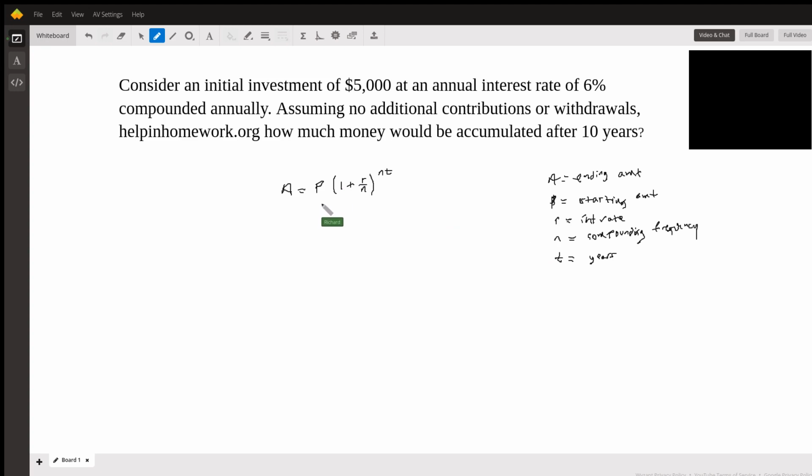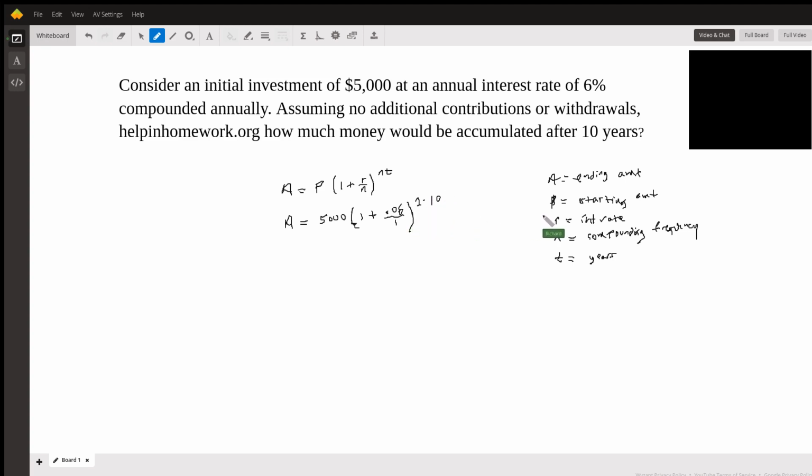formula here. So we want to know the ending amount when we start with $5,000. So P is 5,000. 1 plus the interest rate is 0.06. And it's compounding annually, so N is 1 here. It just compounds once a year. And so this is just a T up here. Well, we'll put a 1 in here just to remind you that N is 1. And then 10 years. Well, this is pretty important.